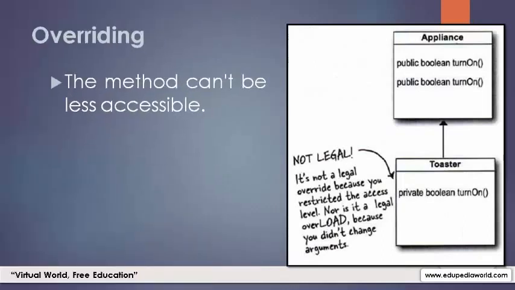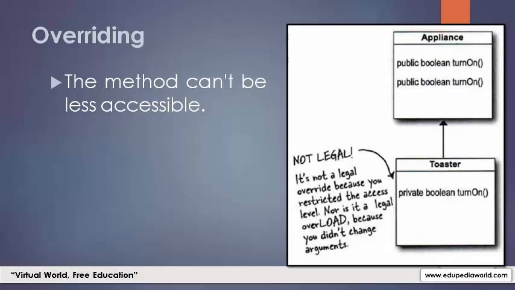The second rule is the method can't be less accessible. That means the access level must be the same or friendlier. Now take a look at the example. In the appliance class, both the methods have public access modifiers. But in the toaster class, there is a method with the same name turn on, with the same return type boolean, and without taking any parameters like in the superclass method turn on, but with a different access modifier, private.